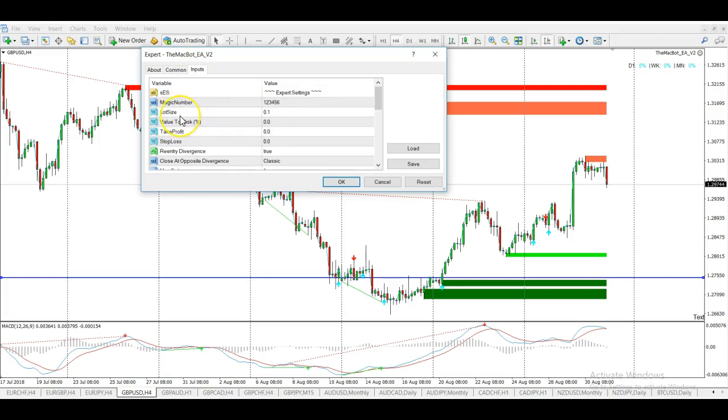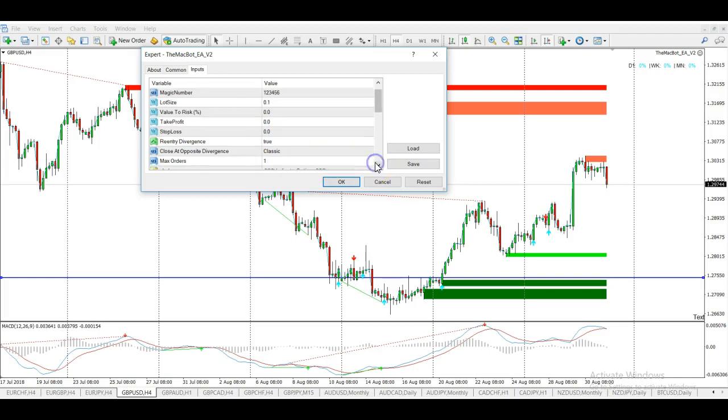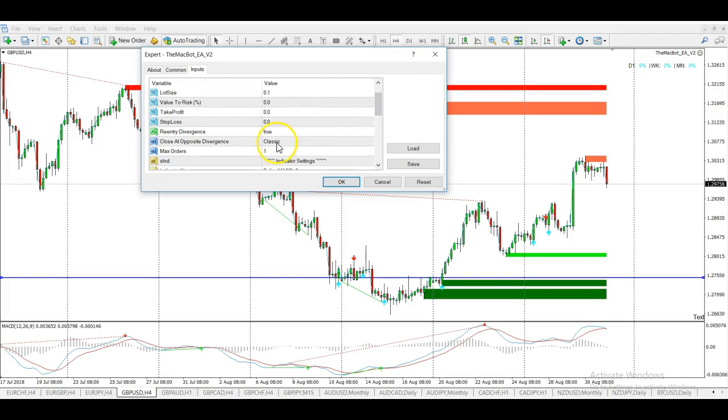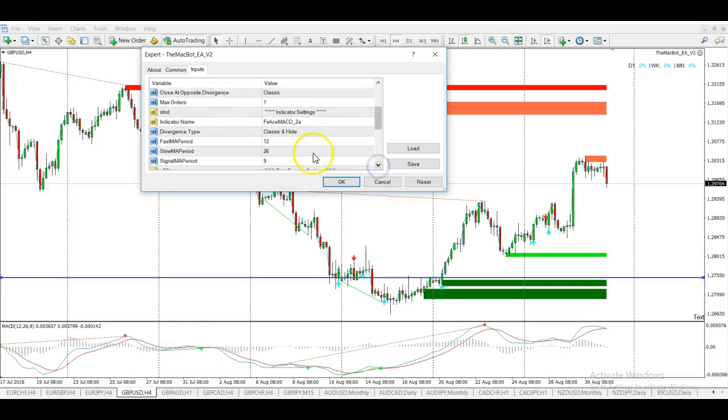We've got our lot size. We can do a set lot size per trade, or if you want to risk a certain percentage of the account per trade, put it in the risk there. If you want to take profit or stop loss, you put that in also. I leave it at 0 because my exit signal is on. This is one of the hardest ones that a lot of the programmers couldn't do, which was close at opposite divergence, which is one of my biggest exit signals for getting out of the market once I'm in a trade. Max orders tells us how many orders we want to enter, and let's see here, divergence.